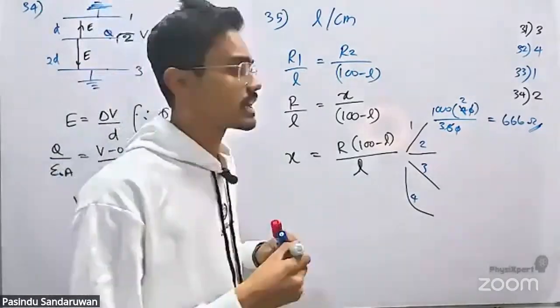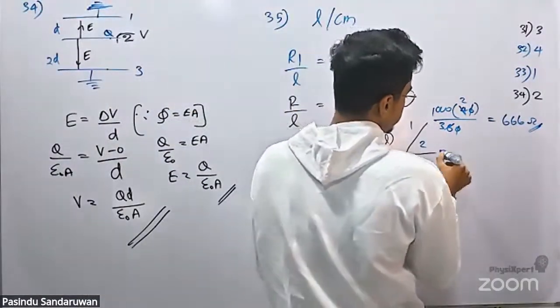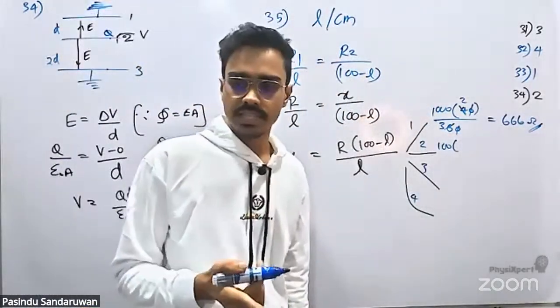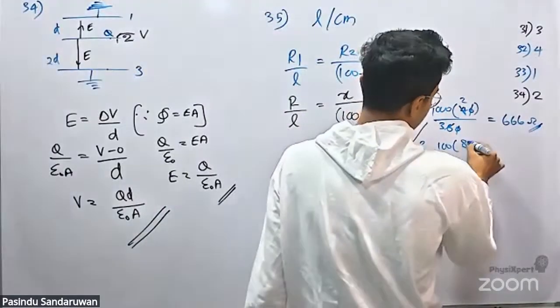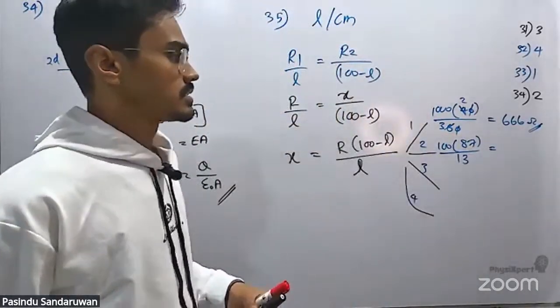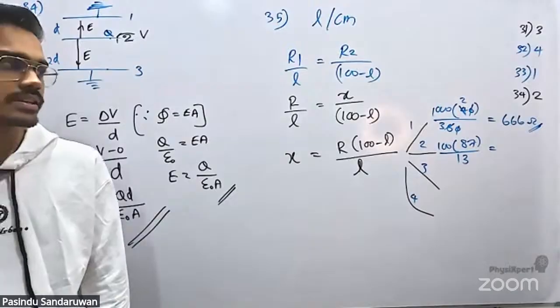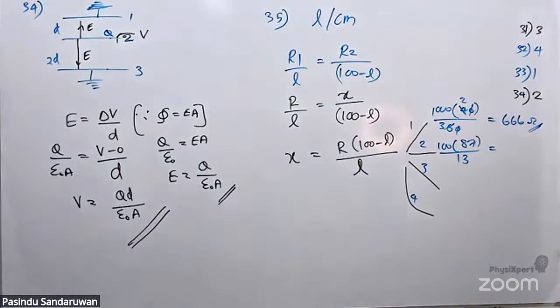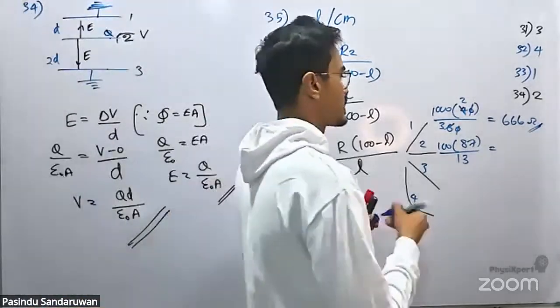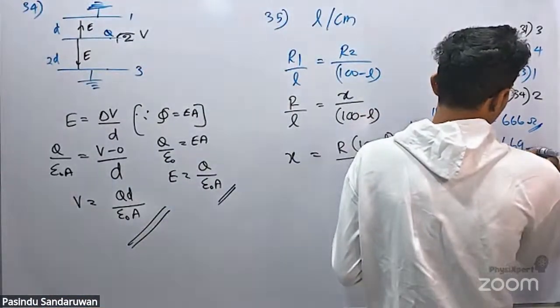Second instance, R is 100. Then it should be 100 times, L is 13, so 100 minus 13 is 87. 87 over 13. Right? Simplify 100 times 87 over 13. It is 669. 669 ohms.